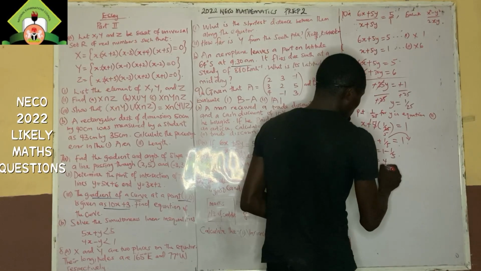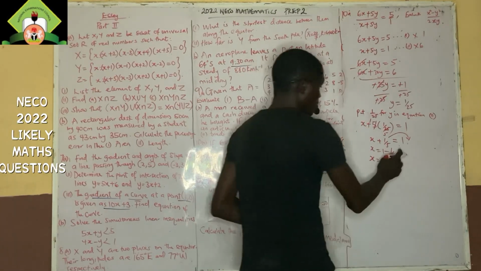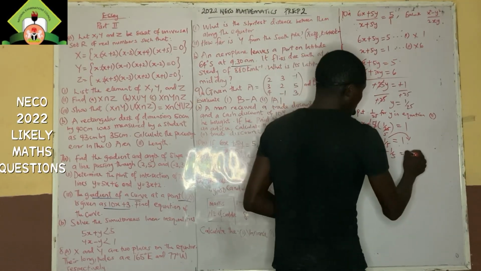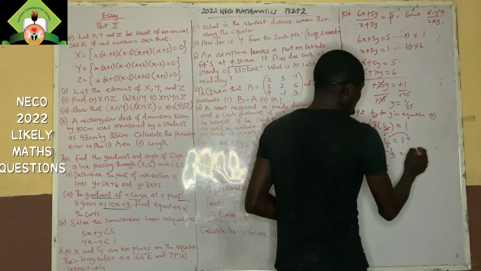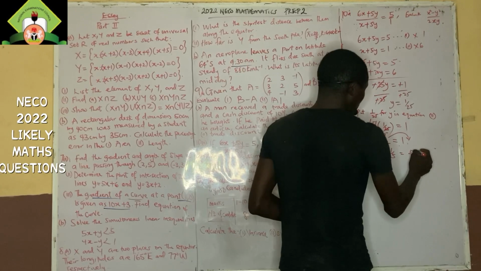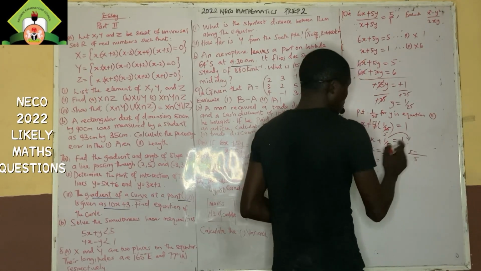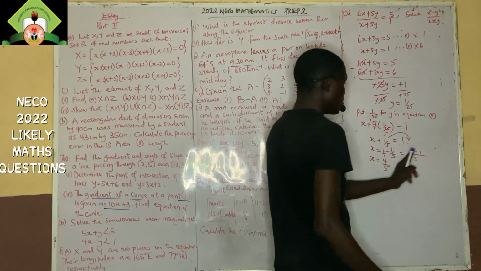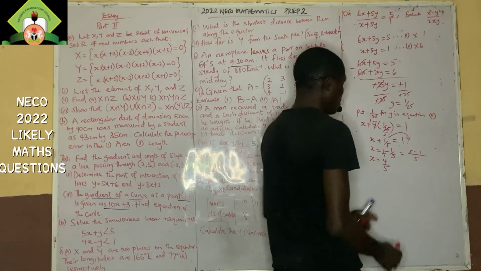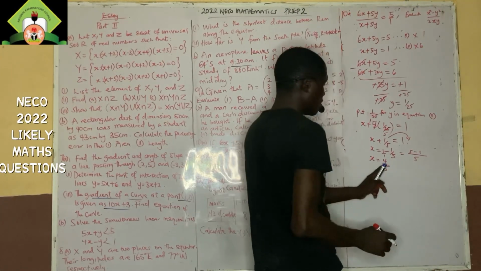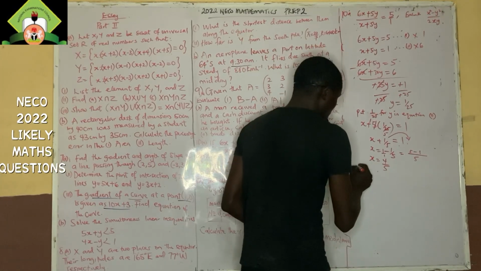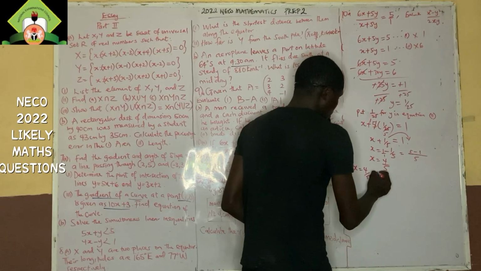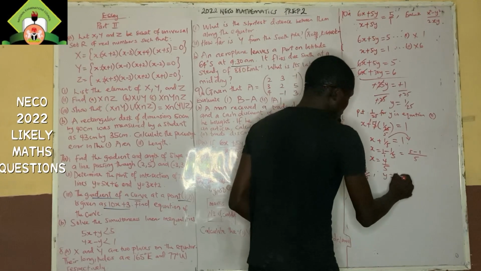So x is equal to 4 over 5. If you don't get that, you can find your LCM. LCM is 5. 1 in 5 will give you 5. 5 minus 5 in 5, 1 times 1 will give you 1. So 5 minus 1 will give you 4 over 5. So x is 4 over 5. And y is 1 over 5.